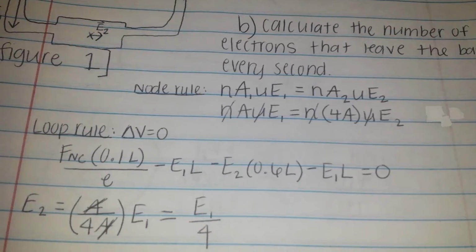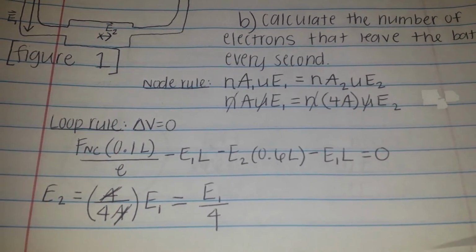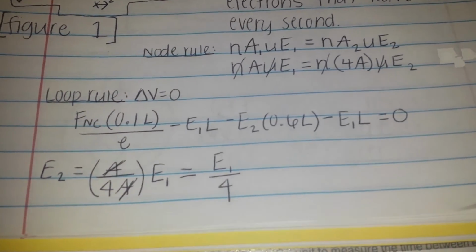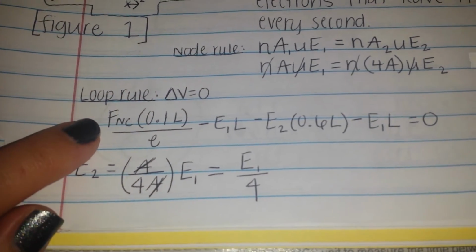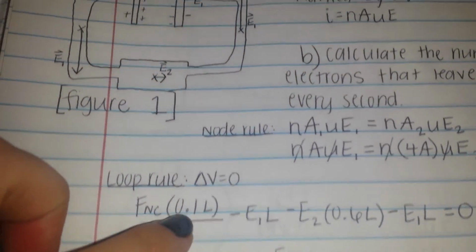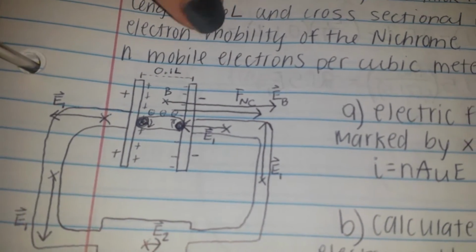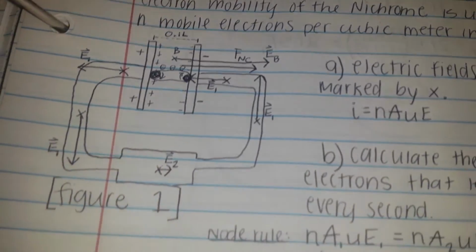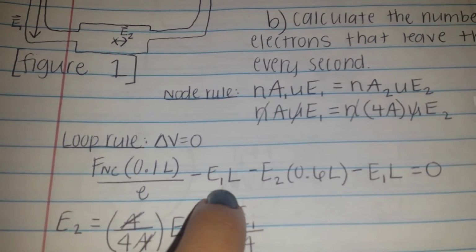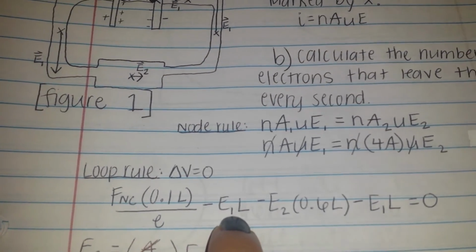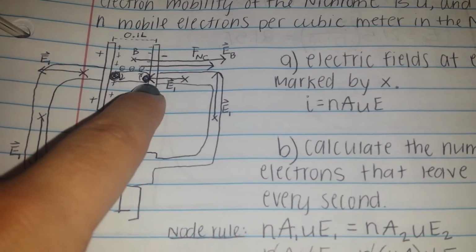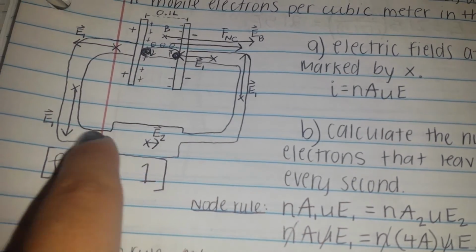And then using the loop rule, we know that the change in the potential all the way around is going to be 0. So this is the EMF, the force times 0.1, which is the distance between those two plates, divided by e, which is just constant. And we subtract the electric field times the length all the way around, starting here and going all the way around.